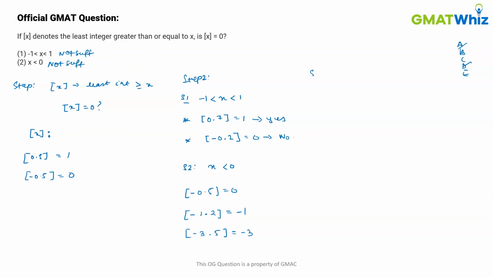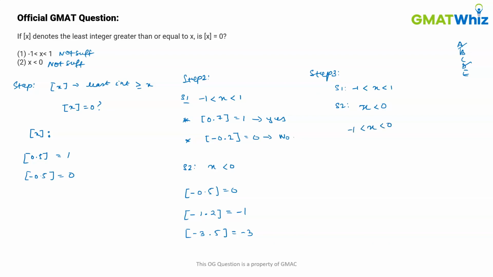We move on to the last step, which is step 3, and analyze both the statements together. First, let's write down the range of x given in statement 1 and statement 2 respectively. According to statement 1, the range of x is between -1 and 1, and statement 2 gives us the range that x is less than 0. After combining the two statements, we get that x is less than 0 but greater than -1.